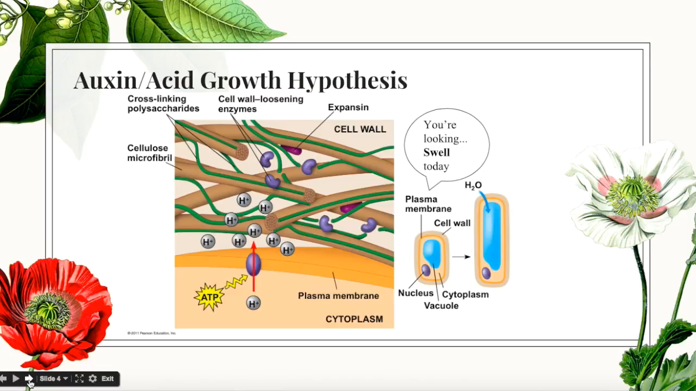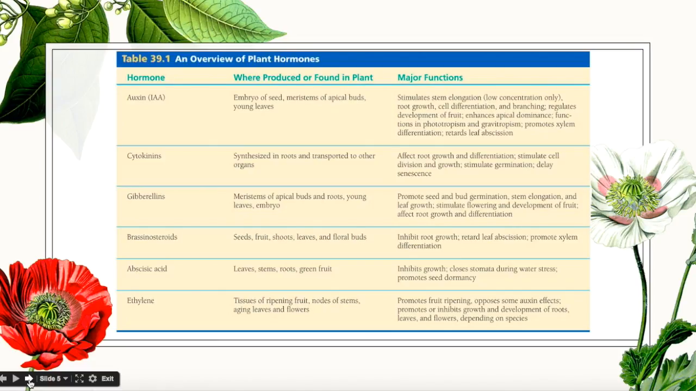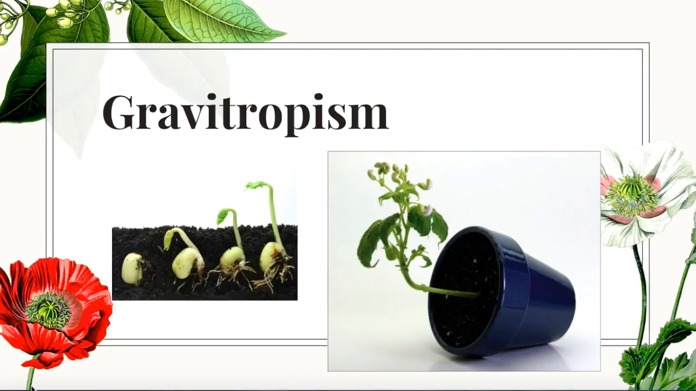Here are some other important plant hormones. Three main types of tropism, and the first one I'm going to talk about is gravitropism.